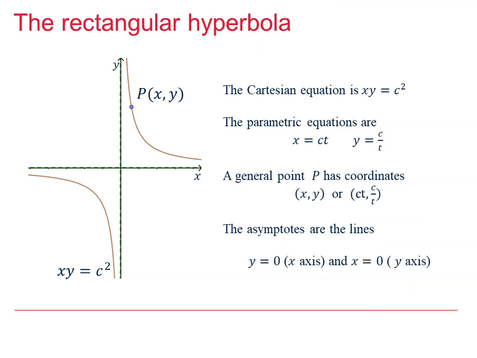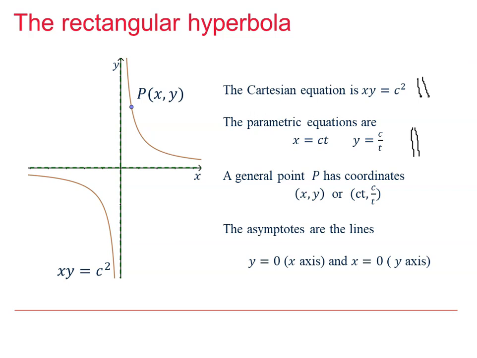In summary then, the Cartesian equation xy equals c squared leads to parametric equations x equals ct and y equals c over t. The asymptotes are the axes, so we have the x-axis and the y-axis as the asymptotes. We can convert from Cartesian to parametric equations very simply because we can use the Cartesian equation to calculate the value of c and then substitute into either of the equations that we need.